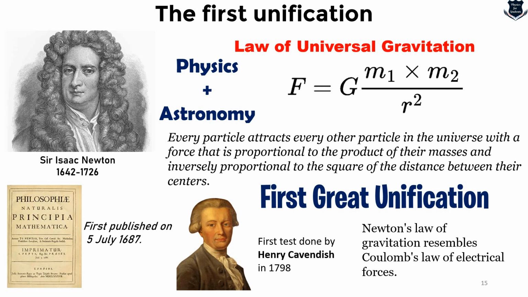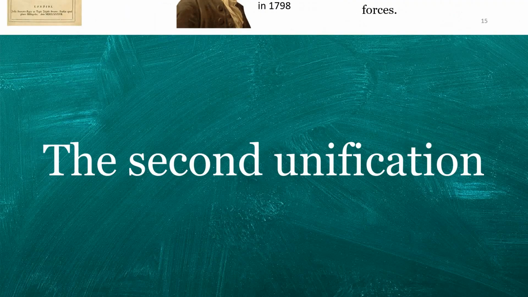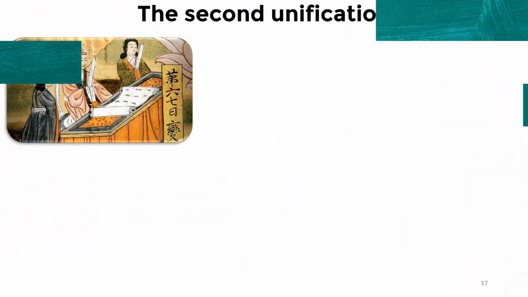Now the question is that along with this gravity, there are certain things that the ancient Chinese, the Greeks and the Indian philosophers were also being able to understand, along with things which are falling. And that is coming up in the next part of our video, which is called the second unification.